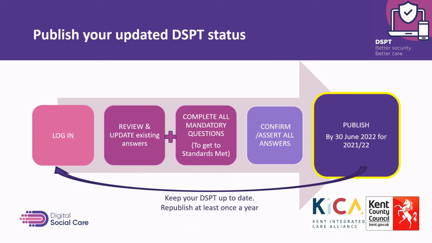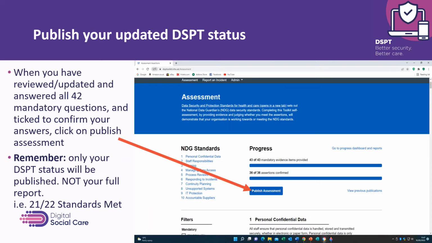The last step is to publish your toolkit. Once all the mandatory questions have been reviewed, updated and answered, and you have ticked to confirm each set of questions are correct, you can publish at Standards Met by clicking on the blue button Publish Assessment at the top of the page. Remember, only your DSPT status and the date you published, for example 21-22 Standards Met, will be made publicly available on the DSPT website, not your full report. You will then receive an email confirming the publication of your assessment.